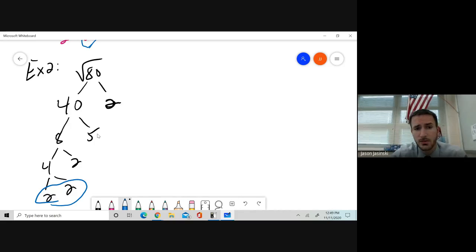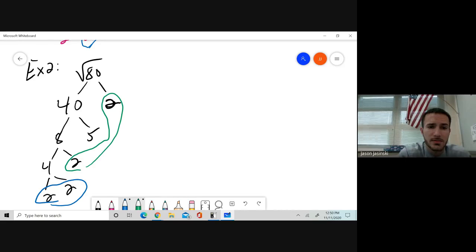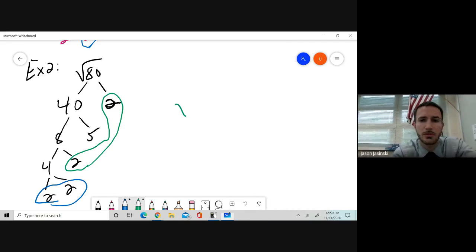Then we have left 2, 5, and 2. We also see a pair of 2s. They don't need to be on the same branch, but that's acceptable. So I'll circle those. Let's pretend that's maybe Mario and Luigi. So Mario and Luigi are able to go outside of the radical together as a pair. So I'll put them in green.